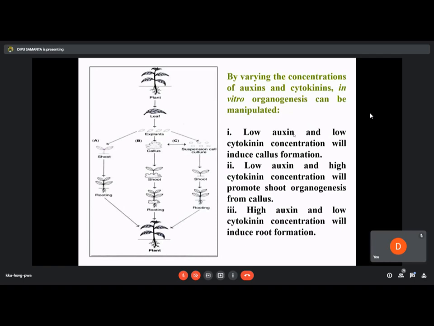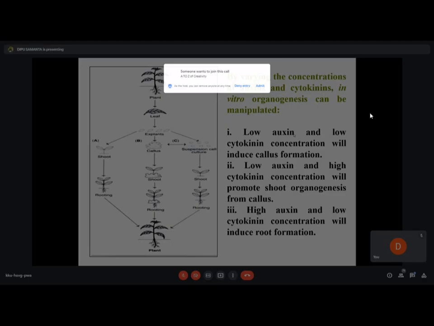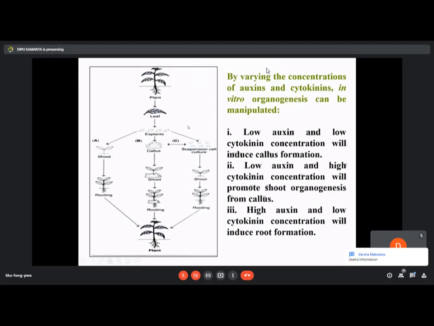This is a pictorial representation, that is from a parent plant. We have used the leaf as explant. Explants are chopped, then for direct organogenesis, the plant is developed directly from the leaf, and for indirect organogenesis, a callus phase is also there. From the callus, shoot and root formation is also there.